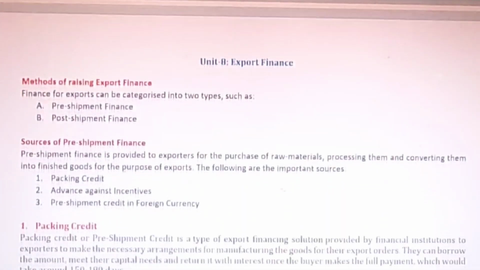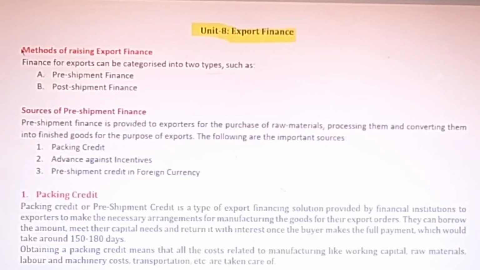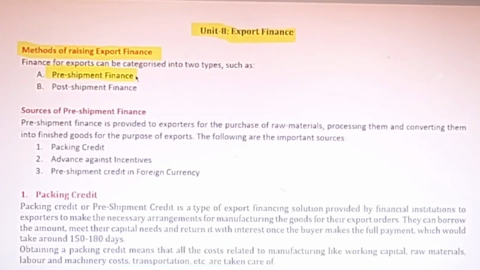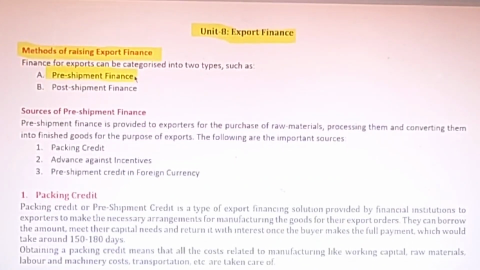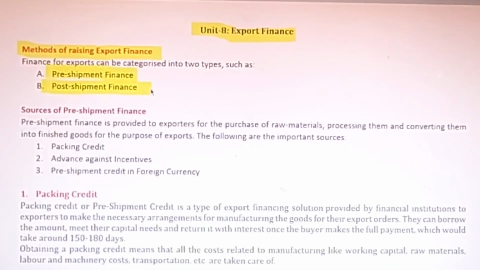The next unit is export finance. Now this unit is also very important. What are the methods through which an exporter can raise finance? There are two methods. First one, pre-shipment finance. That means before exporting, export करने के पहले ही आप finance करवा सकते हैं. And post-shipment finance. That is, after the export, after the dispatch of goods, you can raise finance through different sources.